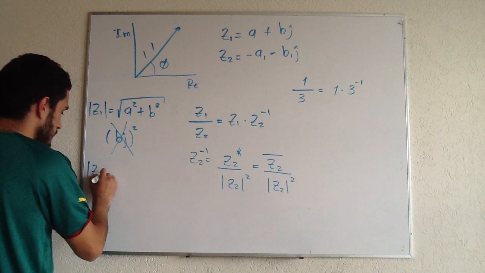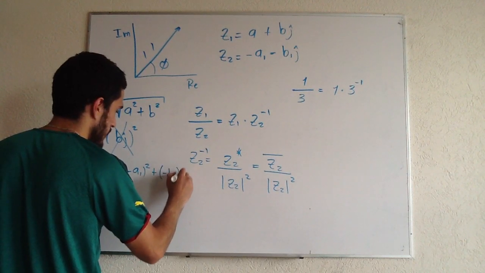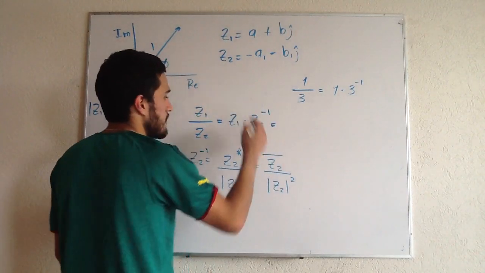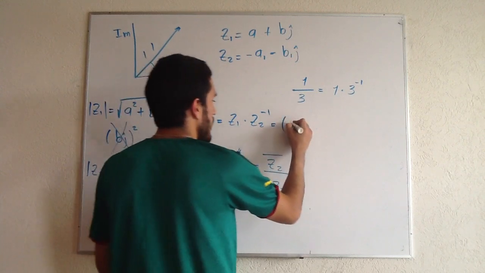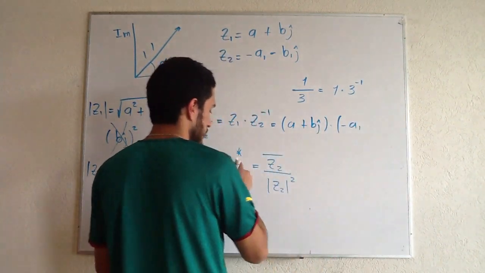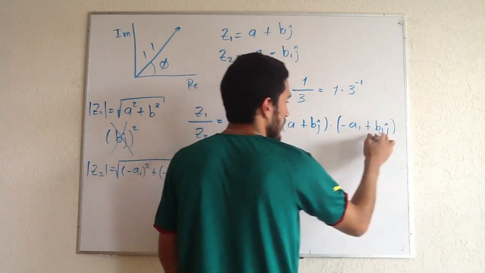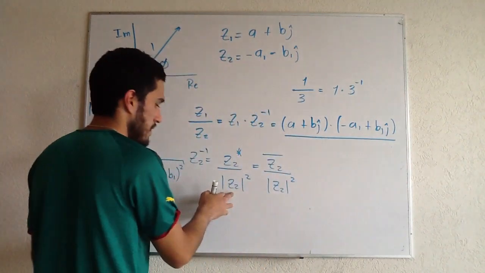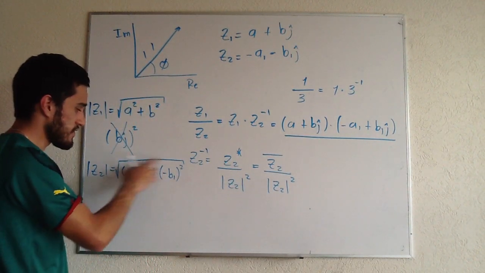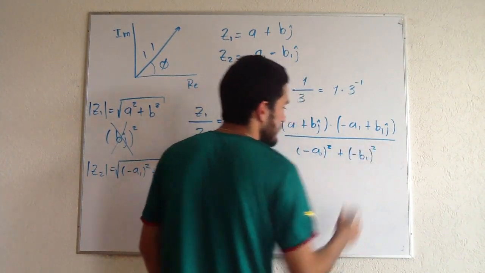So in the case of zeta 2, we will have minus a sub 1 squared plus minus b sub 1 squared, the square root of all that, and we have the magnitude of zeta 2. So in this concrete example, we will see that the multiplication of these two will be a plus bi times minus a sub 1, because we are going to take the conjugate. Let's remember that we can obtain the conjugate only by changing the sign of the imaginary part, right? So divided by the magnitude of zeta 2 squared. So that means that if I square the magnitude of this, then I will have minus a sub 1 squared plus minus b sub 1 squared.